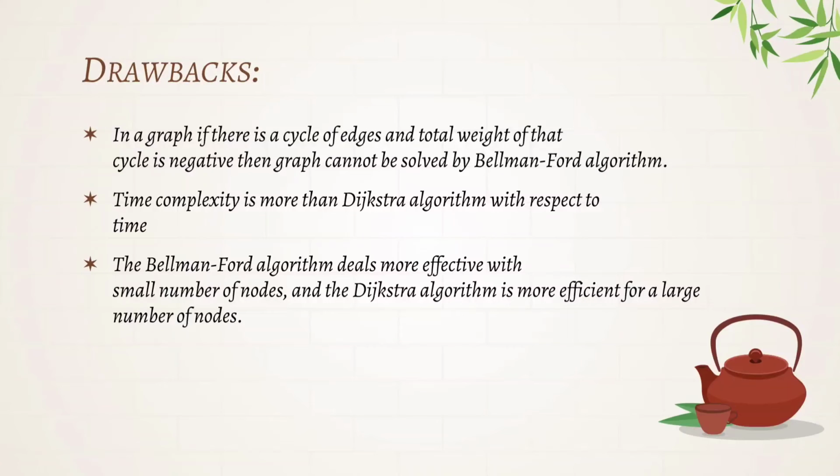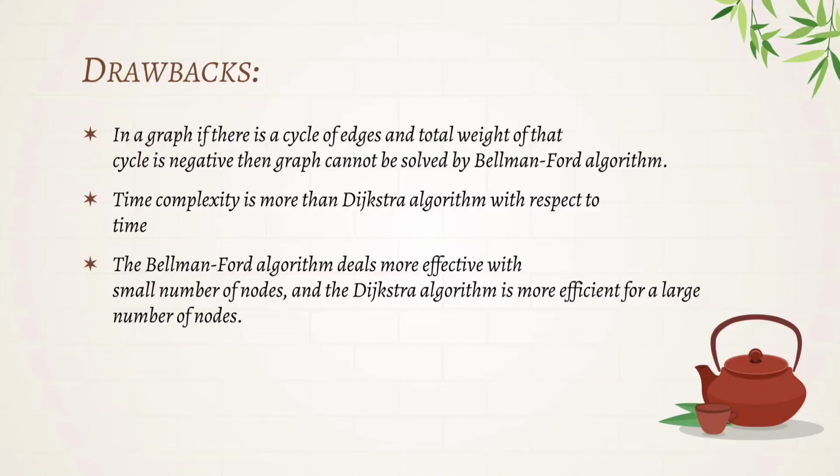Now let's discuss the drawbacks of the Bellman-Ford algorithm. In a graph, if there is a cycle of edges and the total weight of that cycle is negative, then the graph cannot be solved by the Bellman-Ford algorithm. We can discuss this example in the next slides.